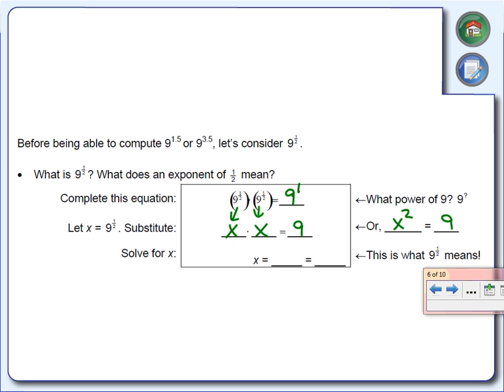So here's what we're going to do. We're going to solve for x. So I've got x squared is equal to 9. What's the opposite of squaring something? Square root.